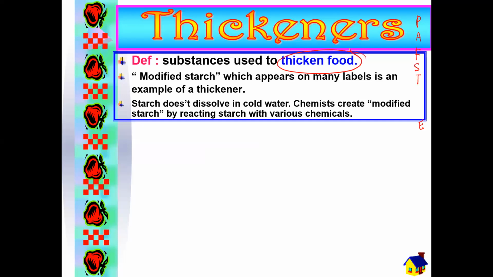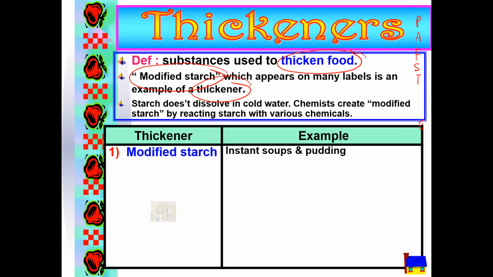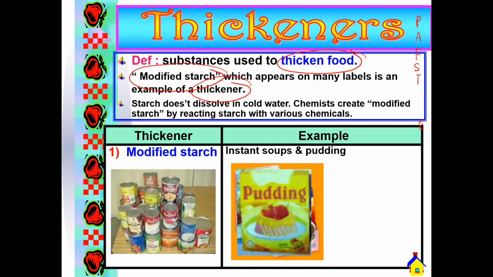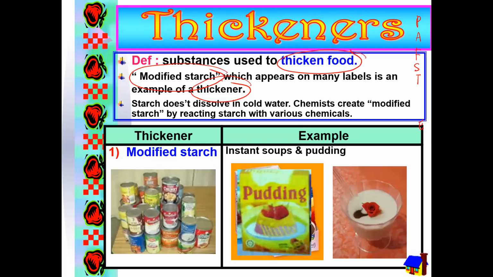Thickener, the name says it already, thickens your food. I have something called modified starch, which is actually a thickener. Look at any of your food, your soup, or your pudding, whatever. They all have thickener. Actually, they're all very watery. So the teacher puts in modified starch, your corn flour. All these are thickeners to thicken something to make it more edible.